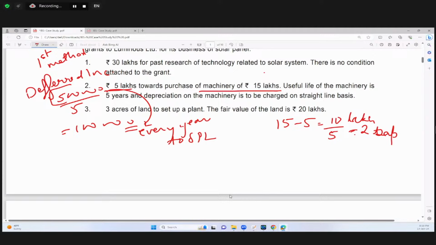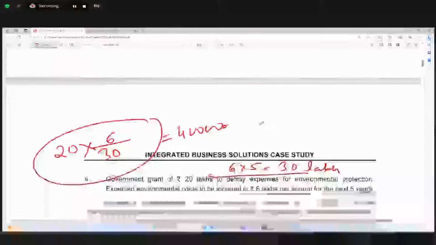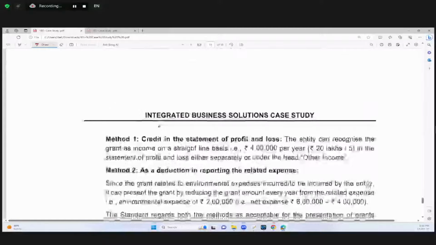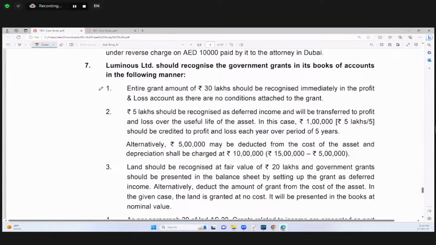We'll just go through the answer of this, just to see whether whatever we have discussed is there or not. Okay, students, this is the answer. This scenario is related to your question number 7, question number 10. I'll just show the question first.